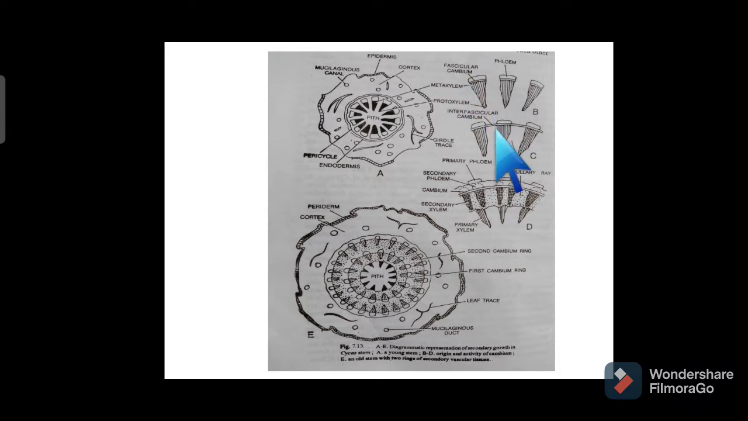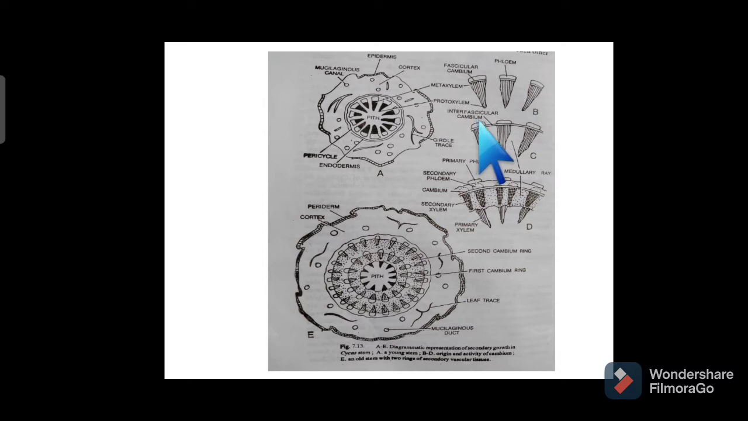Now, as you can see here in this next diagram, new cambium strips are formed from the parenchymatous cells of the primary medullary rays which are present in between these vascular bundles. Remember, the medullary rays are present. So a new cambium strip will develop from these medullary rays in between these vascular bundles. So this newly formed cambium is known as the interfascicular cambium.